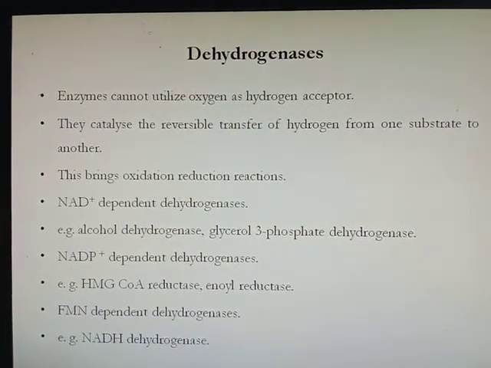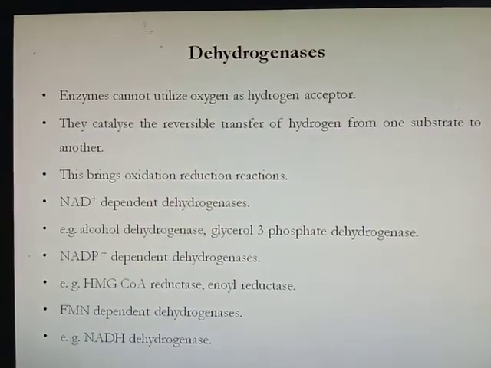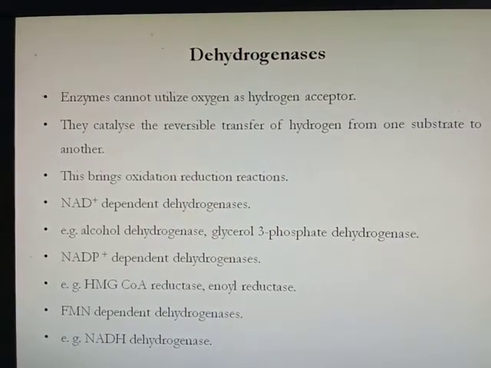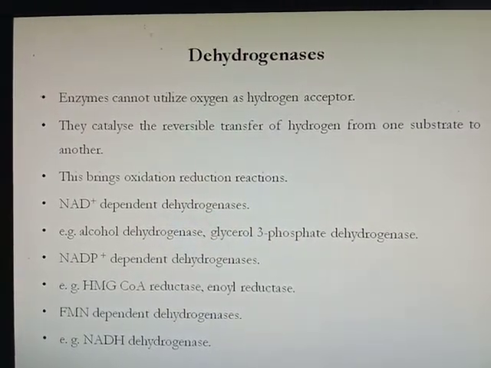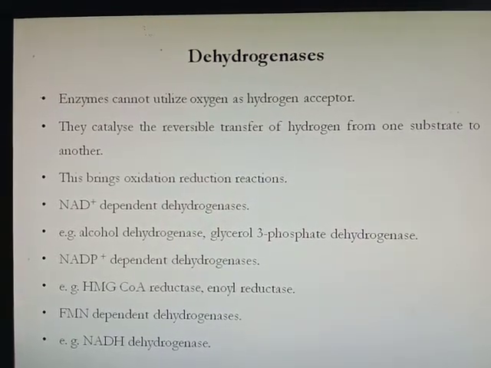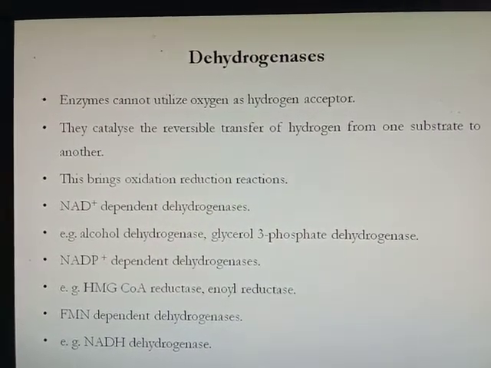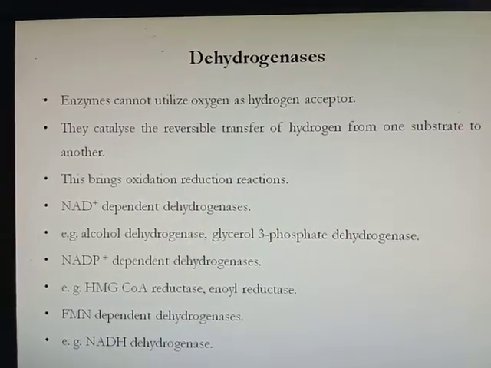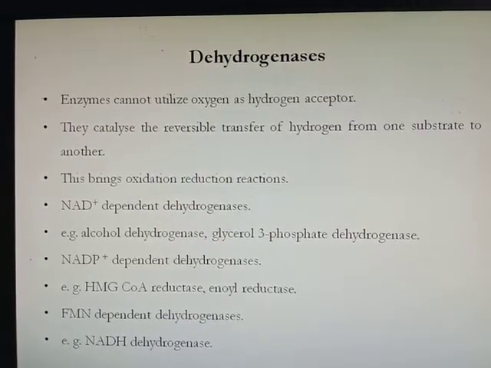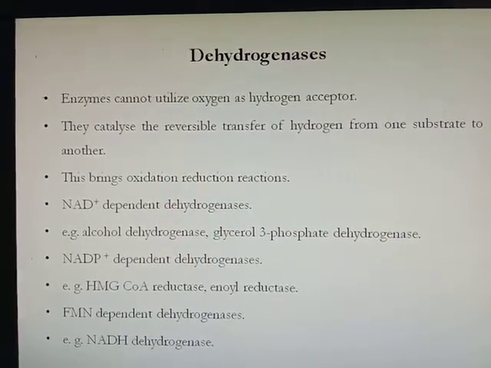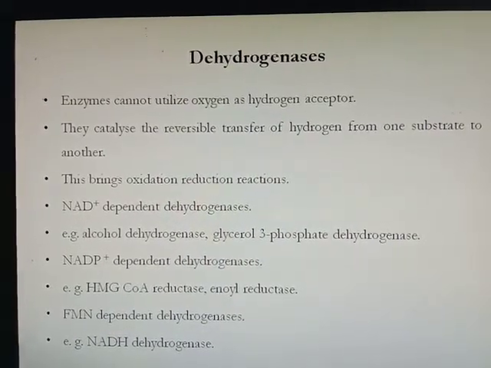Examples of dehydrogenase enzymes are NAD dependent dehydrogenases, for example alcohol dehydrogenase and glycerol 3-phosphate dehydrogenase. In this group also include HMG coenzyme reductase and enol reductase. The third group is FMN dependent dehydrogenase, under which NADH dehydrogenase comes.